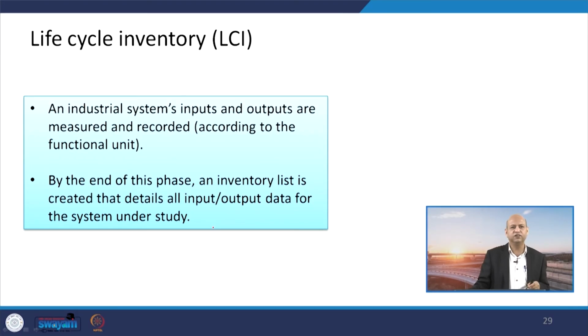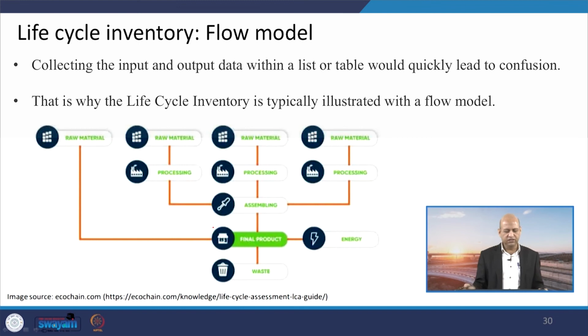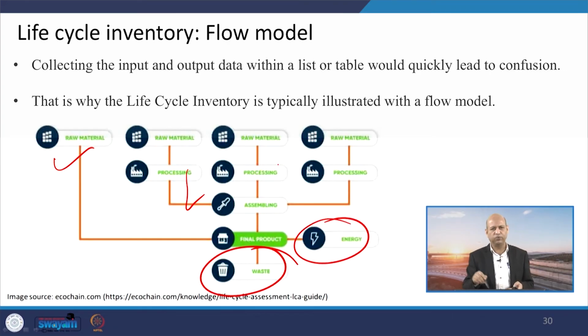So, when we have the life cycle inventory, then we do some sort of analysis based on what kind of quantities we have. It should be converted into certain units, so that you can compare. If you have data in different units, values may be different and it may be confusing. So, it should be in a certain unit. This is the model for life cycle inventory: collection of input and output data, raw material related values, processing related values, and then the final product, energy related, and waste related quantities.